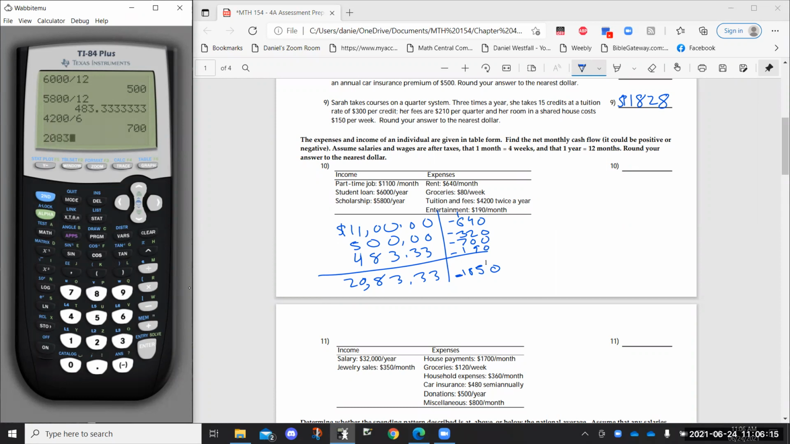$2,083. I need to get rid of this comma up here. That was confusing me. $2,083.33 minus, that is 18.